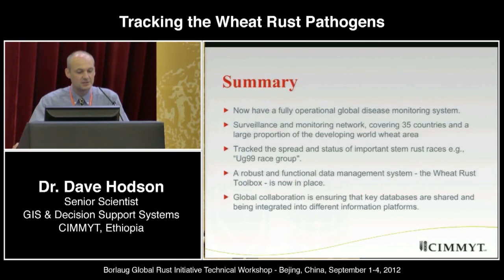And within that, it's a very large proportion of the developing world wheat area. I think we've been successful in being able to track the spread and the status of important stem rust races. So the UG99 race group, I think we've been successful there. I think we've also been successful in putting in place a robust functional data management system. The toolbox, it's now there, it's now functional, it's now being used. And also the global collaborations around key databases, this working together, sharing, integration, and then making the information available in different platforms. Again, I see that as another really great advance that we're moving forward in the right direction.